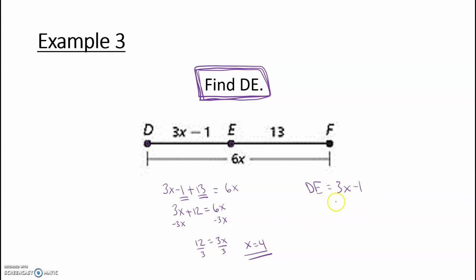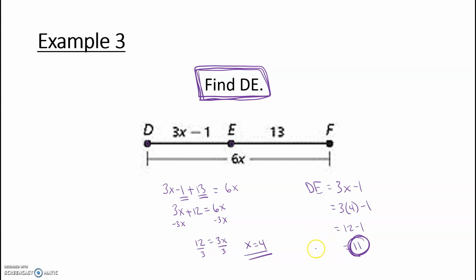So now we know x is 4. We're going to substitute 3 times 4 minus 1. So 3 times 4 is 12, minus 1 gets me 11. That is your final answer, so be super careful. 4 was not your answer, but it's getting us to the answer.